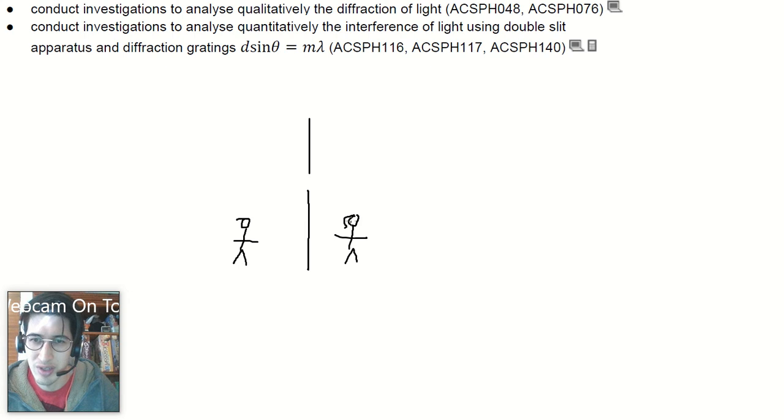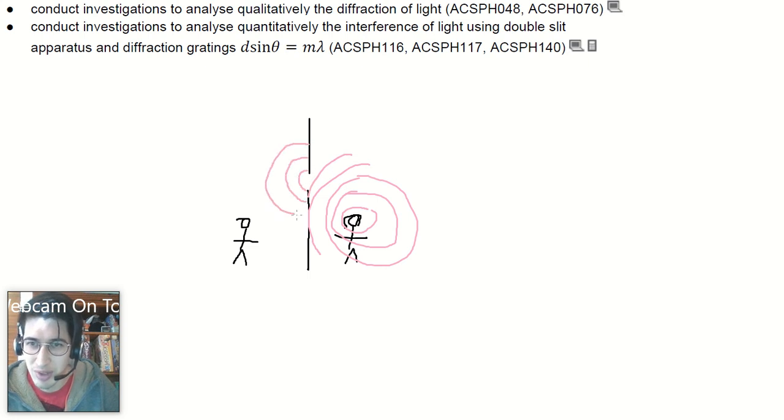Okay, so this is your mum and she shouts, and when she shouts, sound waves ripple out from around her head. They hit this doorway, and from this point, they spread out. So from this point, they re-spread out so that you can hear them, even though you're not in direct line of sight.